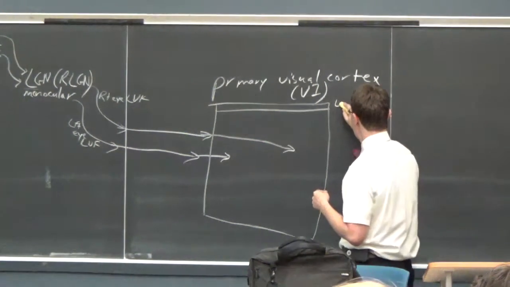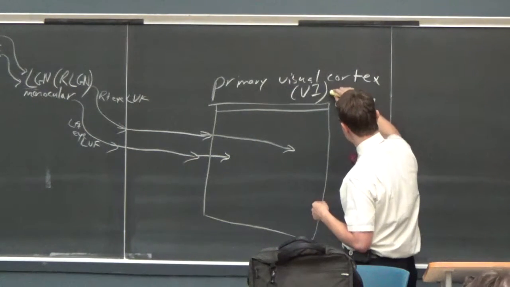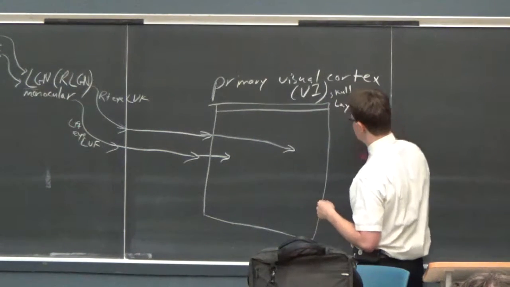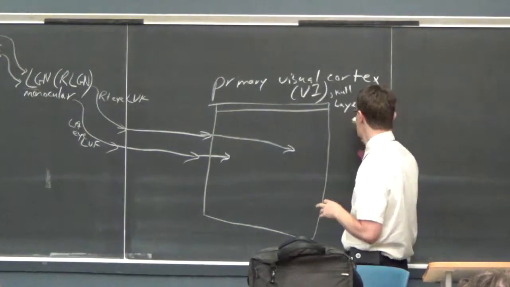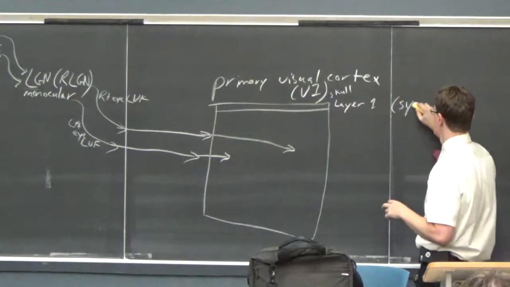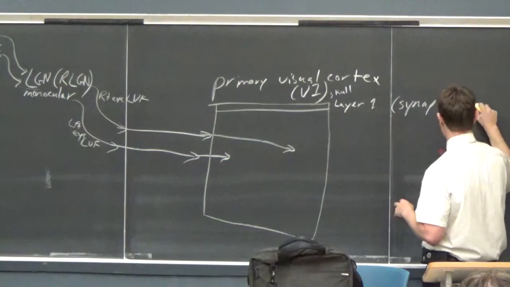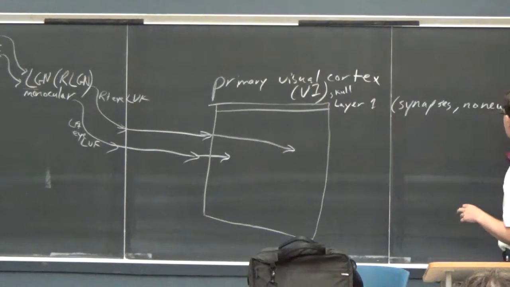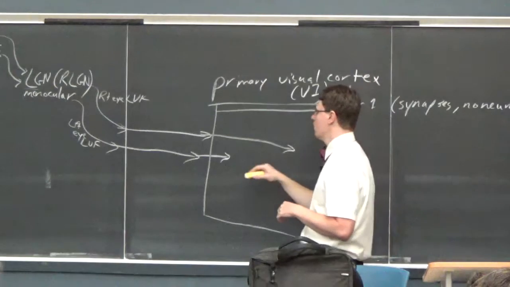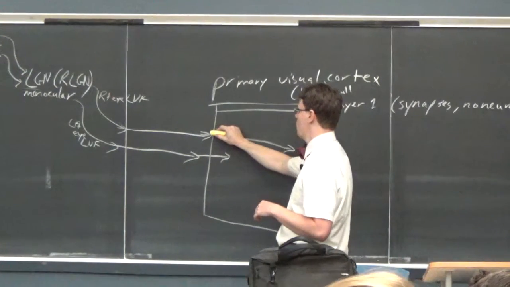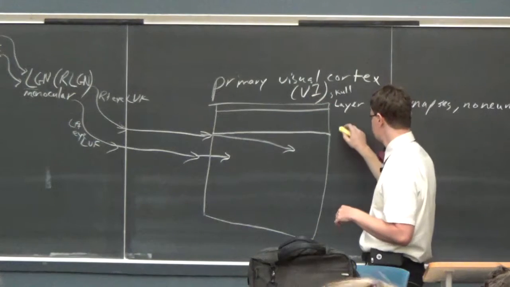So up at the top is layer one. Above this is your skull. So this is right on the surface of the cortex here. Up at the top is layer one. Layer one is a place where you find a lot of synapses and almost no neurons. So we don't even care about layer one, because layer one is not where we're going to find any neurons that we're interested in.